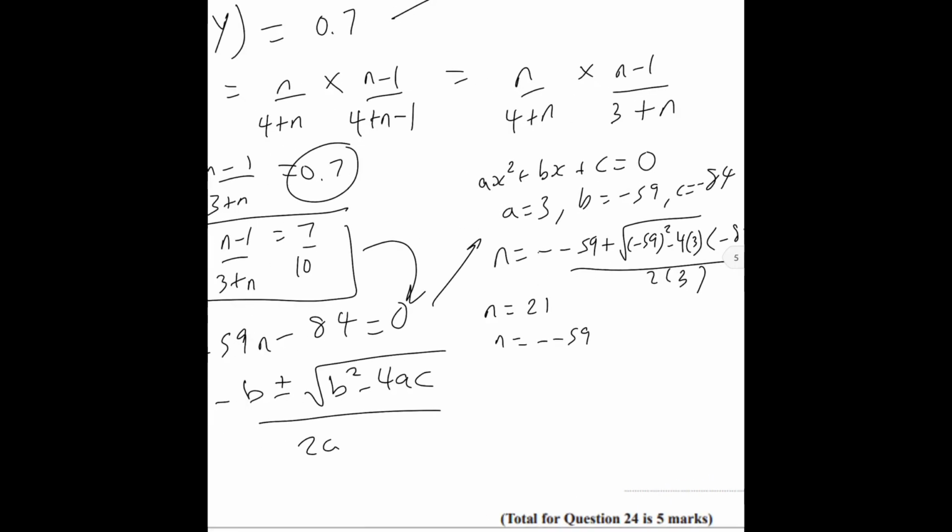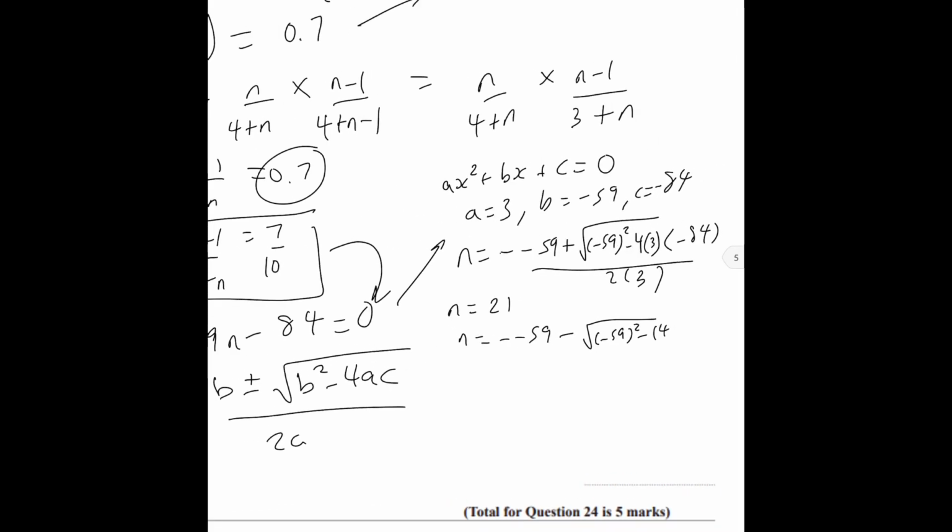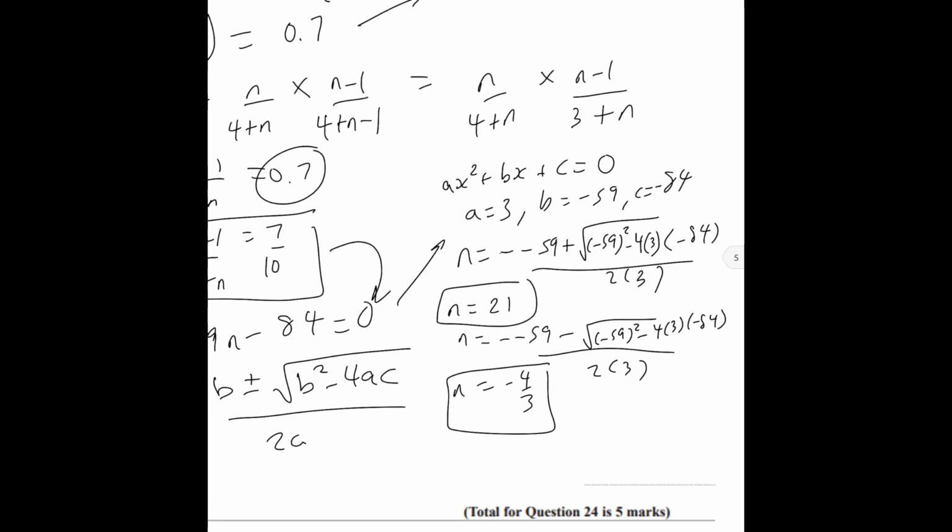Then your other form, because this is plus or minus, meaning it can be either added or subtracted, is minus 59 minus square root of (minus 59) squared minus 4 times 3 times (minus 84), all divided by 2 times 3. I'm just putting values in based on the formula. So your n should be equal to minus 4 by 3.